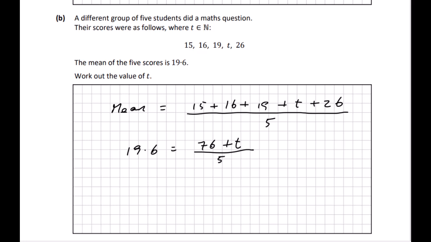T plus 76 over 5. Next thing you would do is multiply across by 5 to get rid of that 5. That'll give us 98. And then finally, to find T, subtract 76 from both sides, and that will give you 22. So T in this case is going to be 22. That's it for the first question.